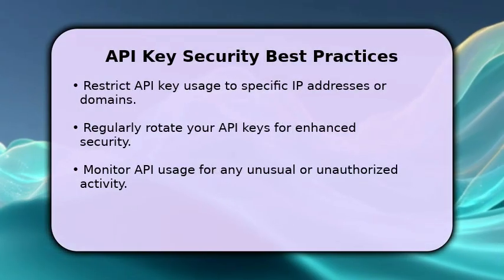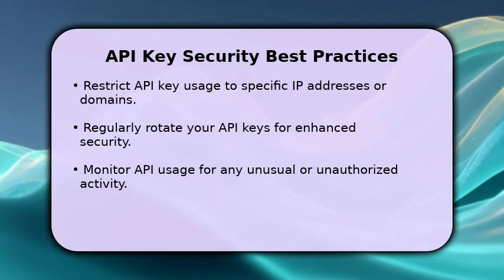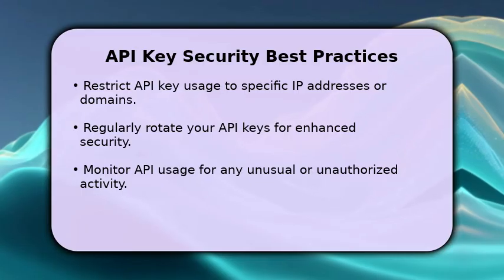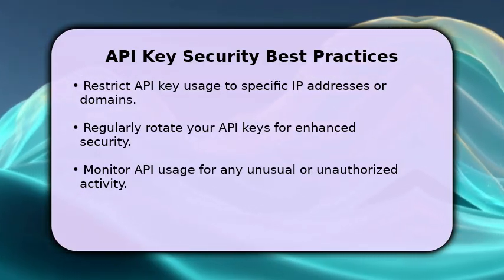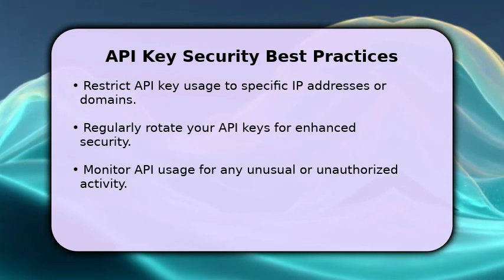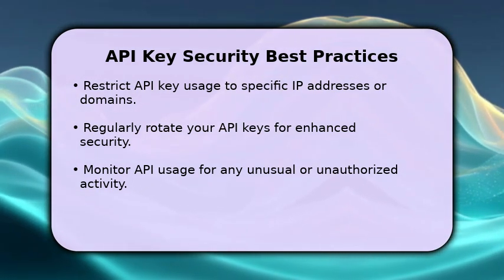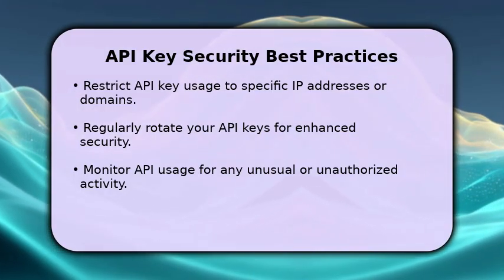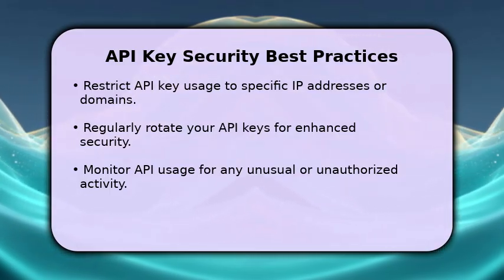To maintain robust security, always follow best practices for API key management. Consider restricting your API key to specific IP addresses or domains where your application is hosted. This adds an extra layer of protection against unauthorized access. Additionally, it is wise to rotate your API keys periodically, perhaps every 90 days, and actively monitor your API usage for any unexpected patterns.